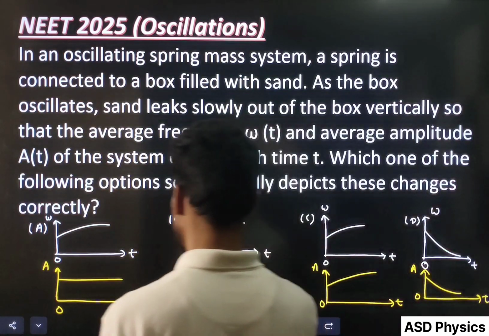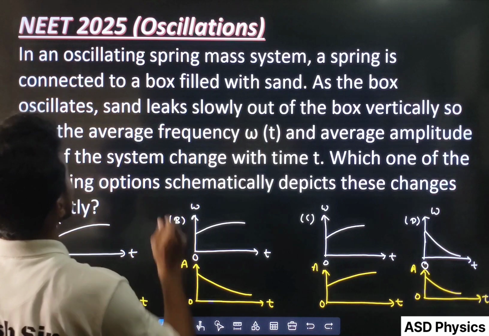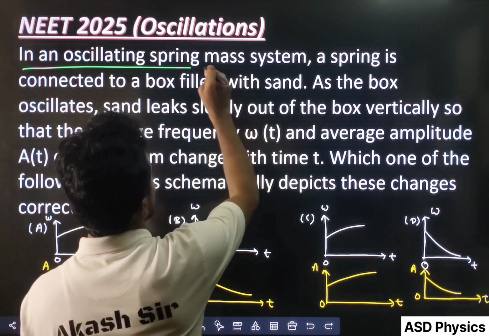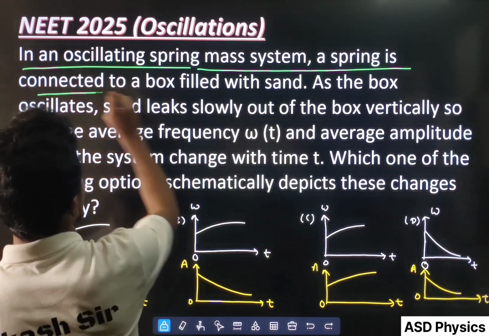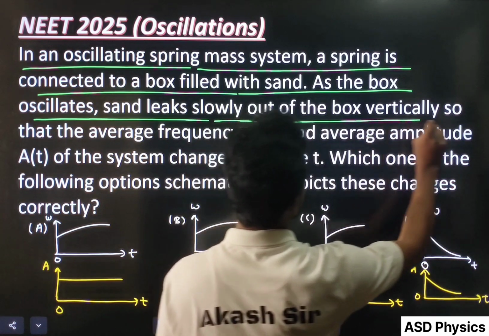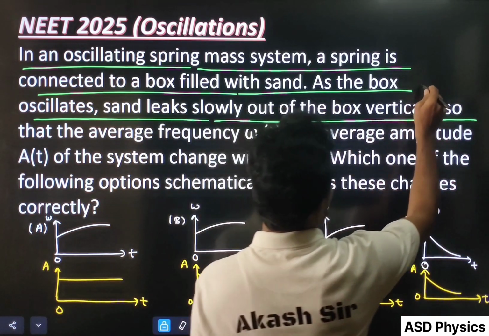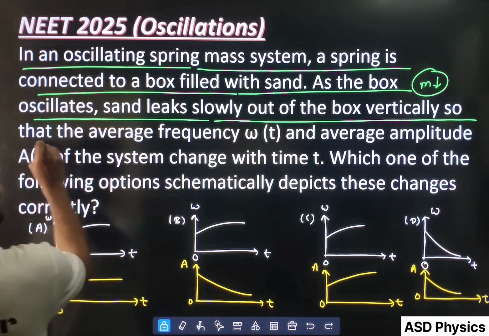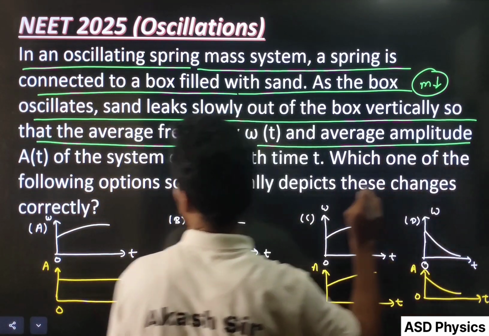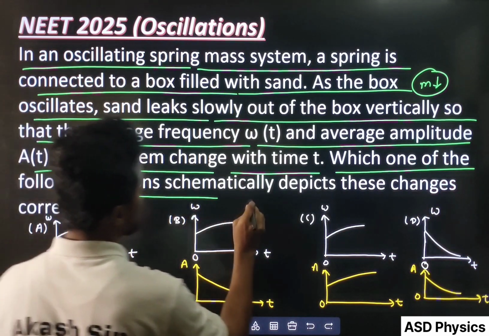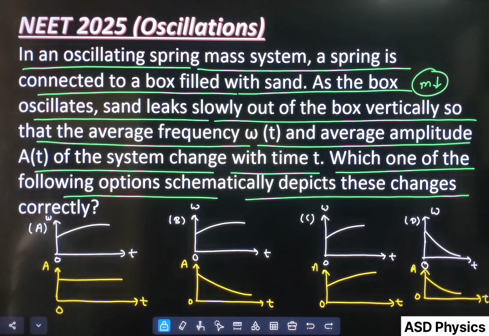So now students, let's see this question. Again an oscillations question, a little bit tricky. In an oscillating spring mass system, a spring is connected to a box filled with sand. As the box oscillates, sand leaks slowly out of the box. So when the sand leaks out of the box, the mass of the sand will decrease, so that the average frequency omega and average amplitude of the system change with time t. Which one of the following options depicts all these things? All these options are there here.